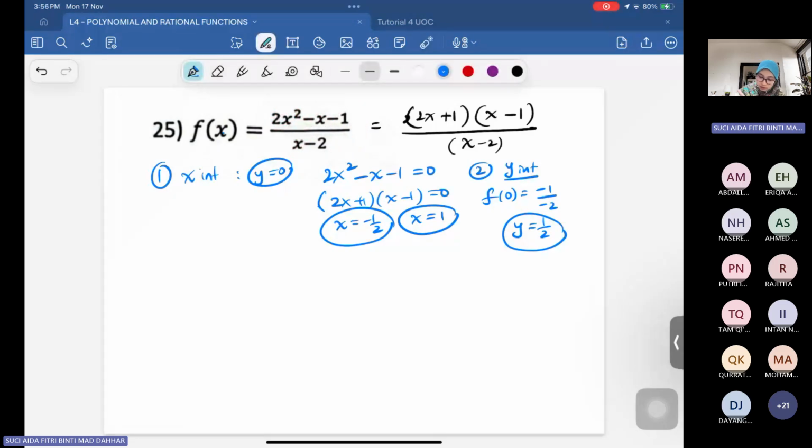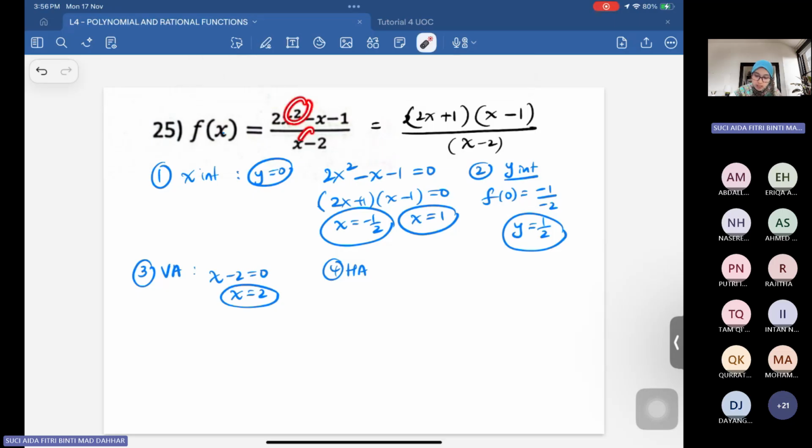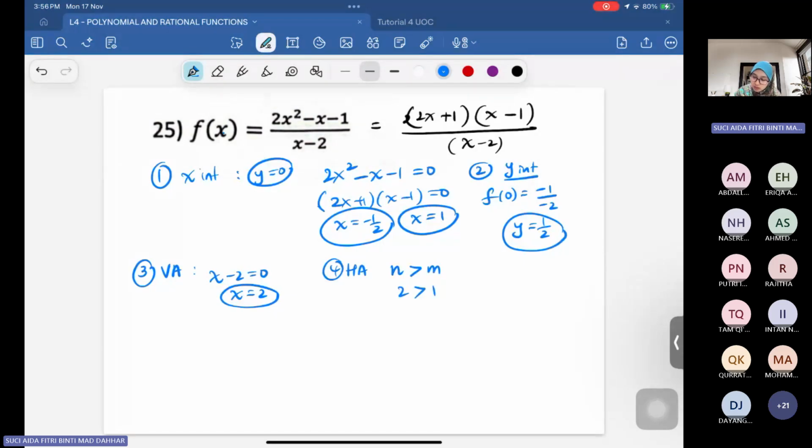Now we got the intercept already for asymptotes. Vertical asymptotes, taking the denominator equals to 0. So you have 1 vertical asymptote. Meanwhile, for horizontal asymptote, step number 4, now we compare the power. This time, the first time, the power on the numerator is higher. Your n is higher than your m. The power on the top is 2, the power in the bottom is 1. So in this case, you do not have horizontal asymptote. This is the third case.